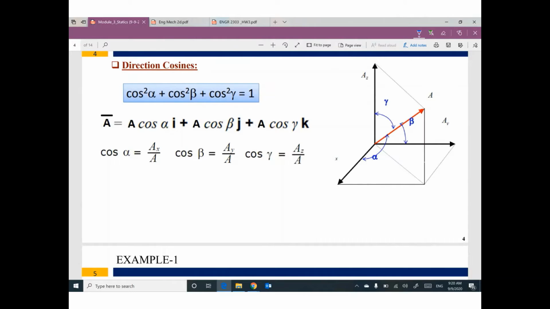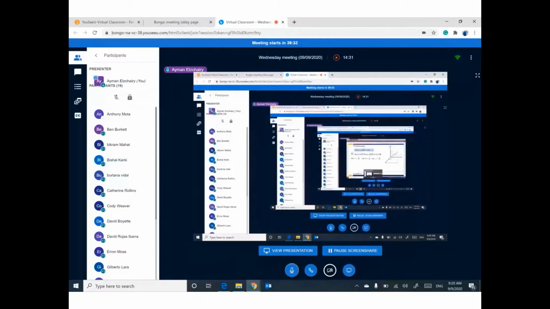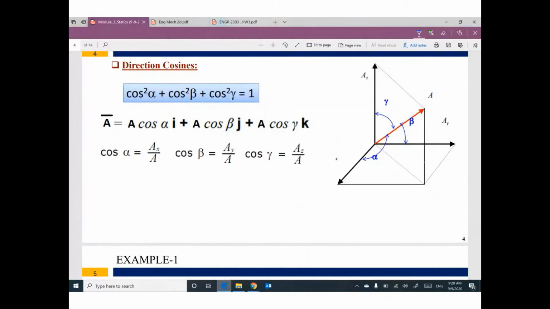We have three cases. Let me go through the first one. First case, very important. This case is very important. We need to learn three things in this case. What you have first, we have three dimensions, X, Y, and Z. We have a force, probably called A or F, whatever. We need to break this force to three components. The first component in X, the second component in Y, the third component in Z.